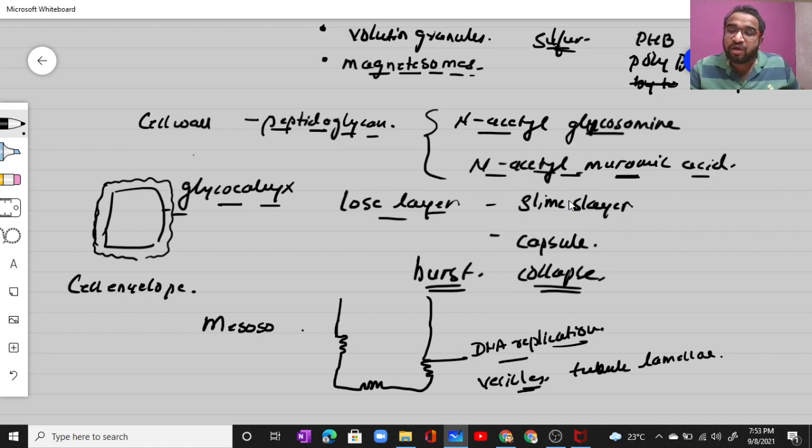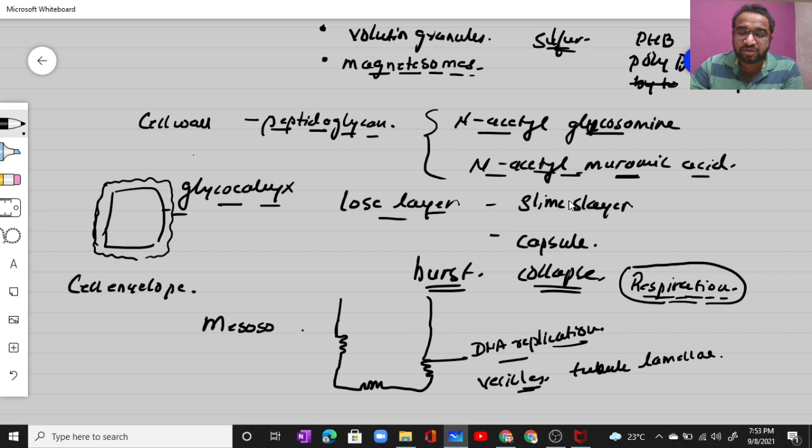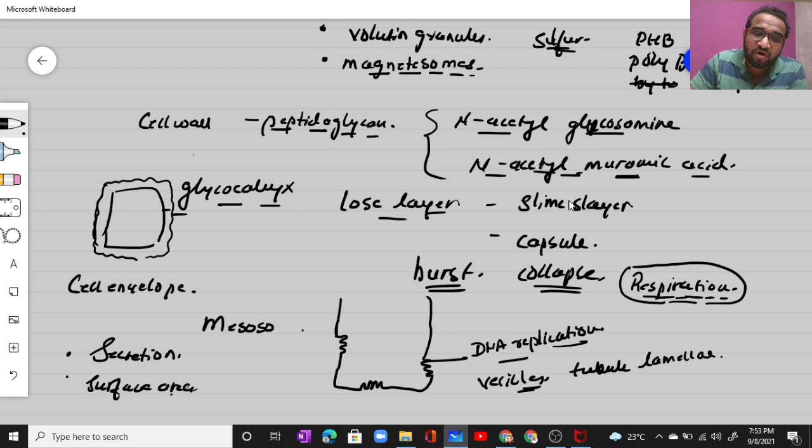Okay, that is one thing. They also help in respiration, because the electron transport chain, where the electrons have to be transported and the ATP has to be generated, all takes place with the help of the mesosomes. Then the mesosomes also help in secretion processes. They also help increase the surface area of the cell, because the more the infoldings, the more will be the surface area of a cell. So that is how the mesosomes help in increasing the surface area.